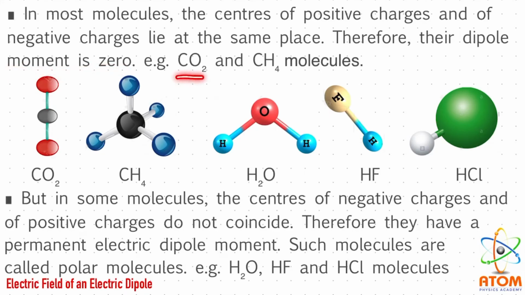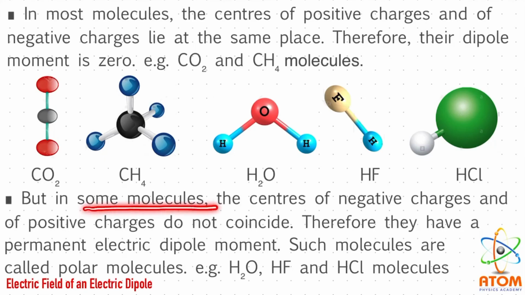Examples are CO2, carbon dioxide, and CH4, that is methane. Here this is carbon dioxide and this is methane. So for both of these cases, the center of negative charge and positive charge coincide. That's why these two molecules are known as non-polar molecules.